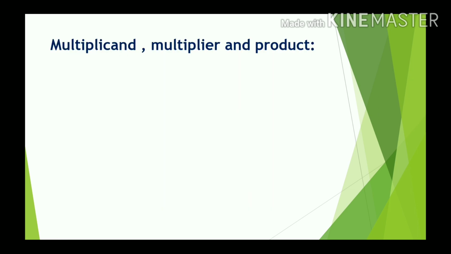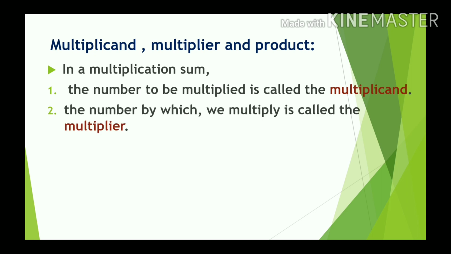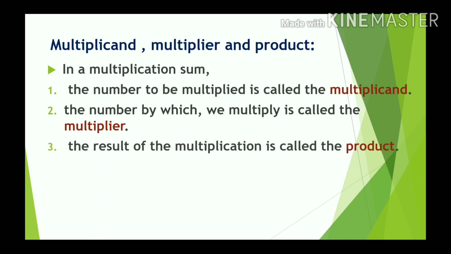Now let's discuss the multiplicand, multiplier and product. In a multiplication sum, these are the terms which we use. The first is the number to be multiplied, which is called the multiplicand. Second, the number by which we multiply is called the multiplier. Third, the result of the multiplication is called the product.